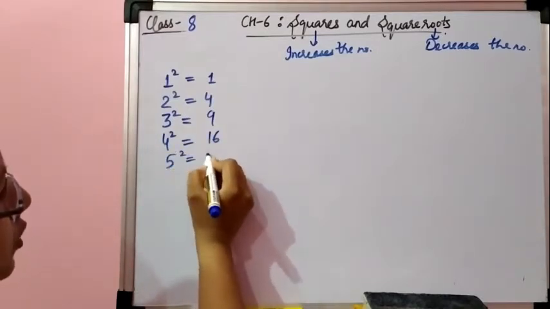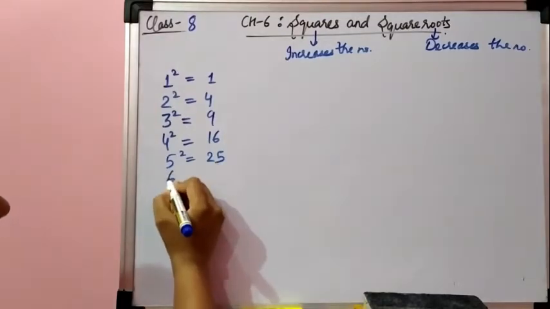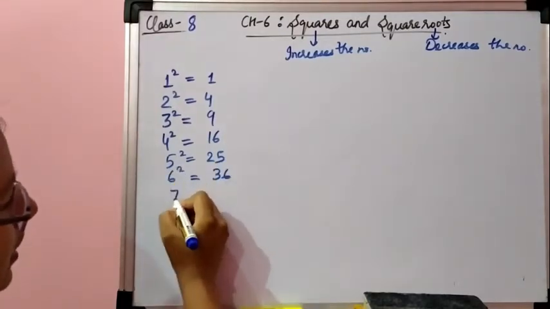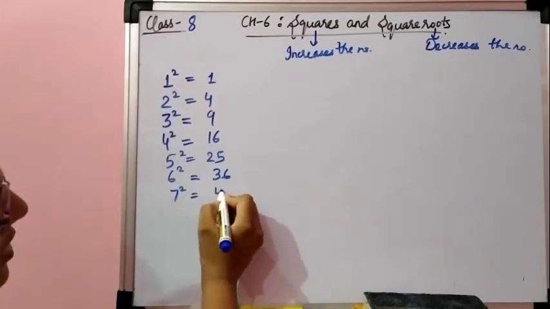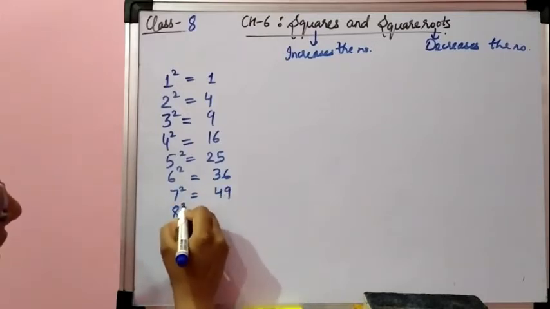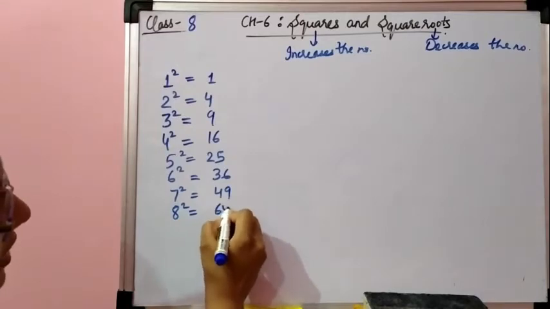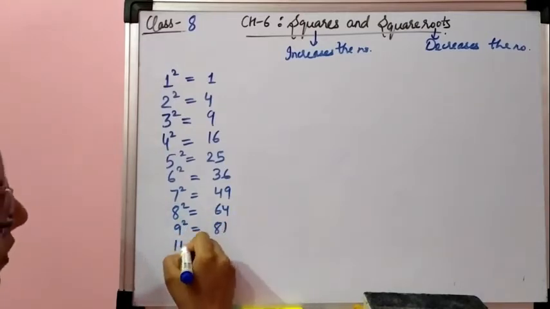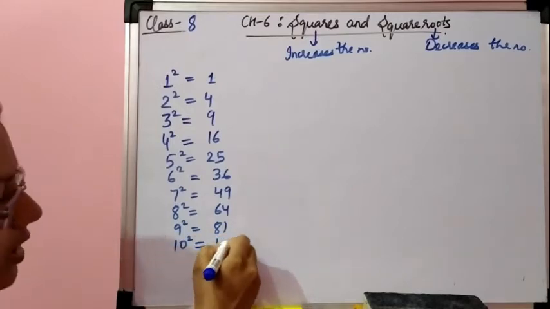5 raised to power 2, 5 5 is 25. 6 raised to power 2, 6 6 is 36. 7 raised to power 2, 7 7 is 49. 8 raised to power 2, 8 8 is 64. 9 raised to power 2, 9 9 is 81. 10 raised to power 2, that is 100.